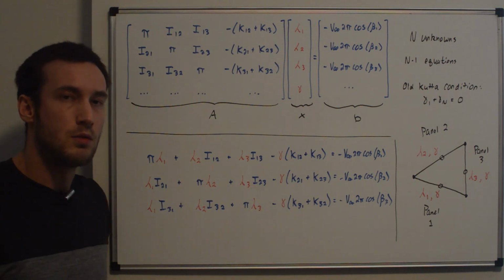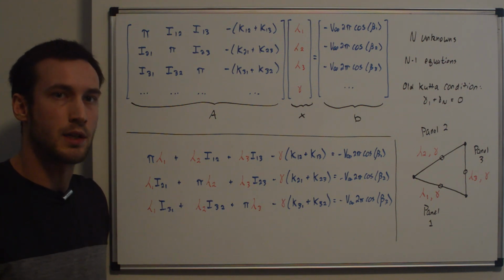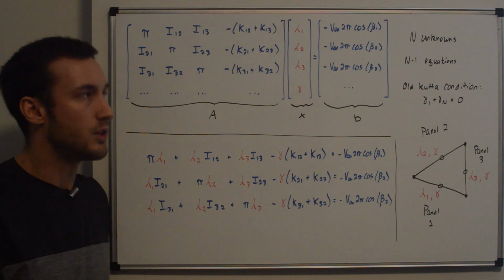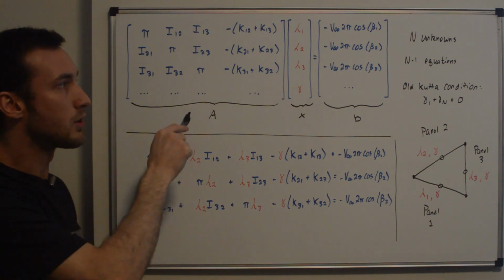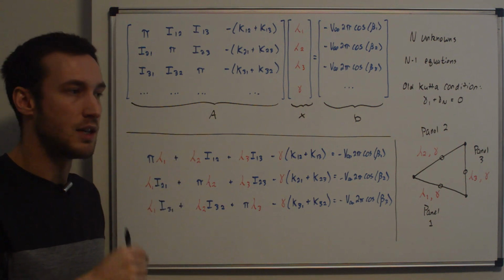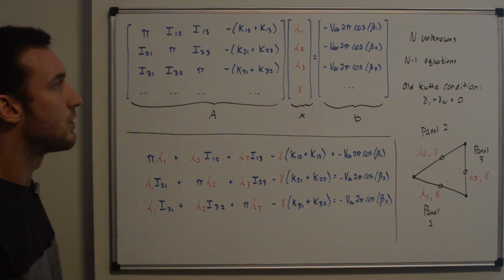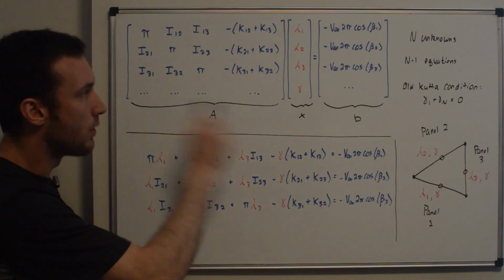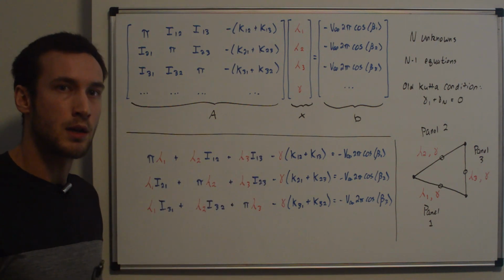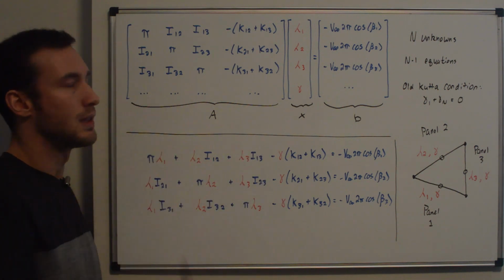Now we still need to enforce the Kutta condition, so in the old vortex panel method, we actually had to replace one of the equations in the matrix so that we didn't have a system that had n plus 1 equations for n unknowns. In this case, though, you can see that we're missing one equation, and so we can actually just apply the Kutta condition equation as this last equation.